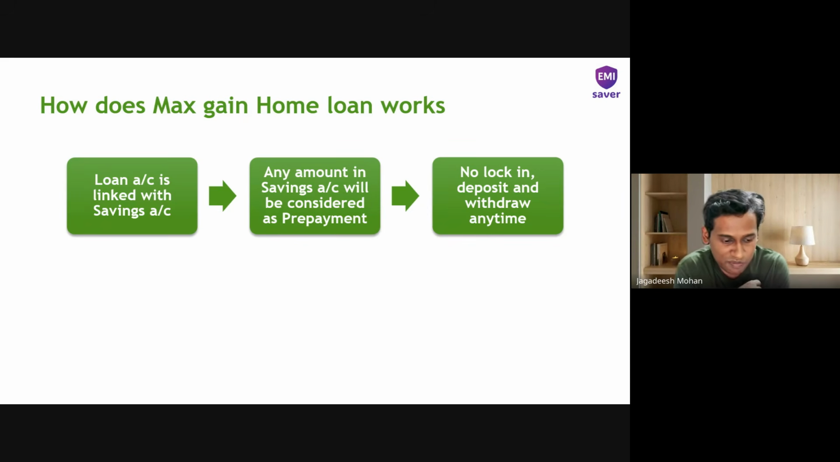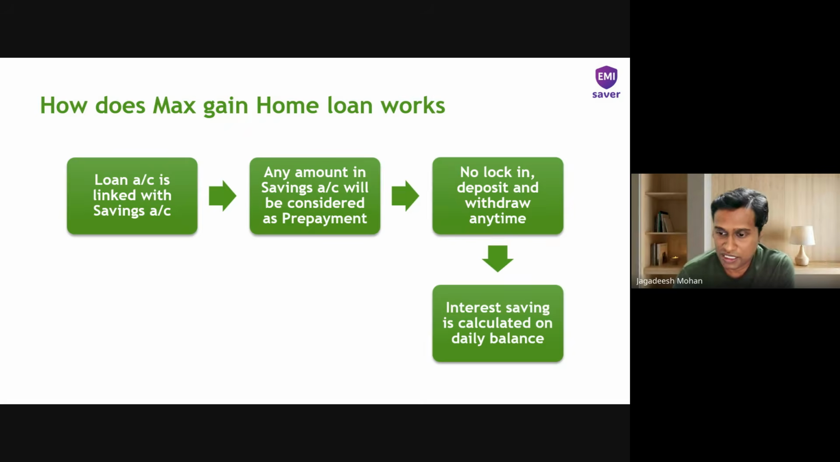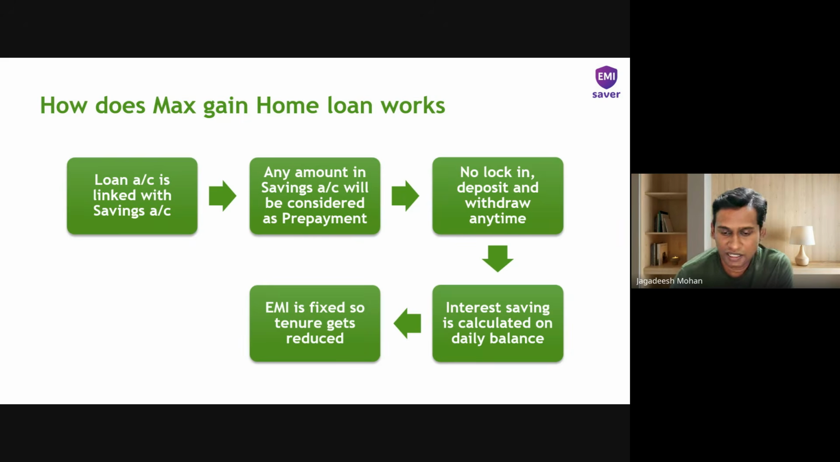Let's say you took the loan and you parked 5 lakh rupees today. One week later, you can withdraw the entire 5 lakh rupees. You have complete access to that money. There is no limitation on usage. And however many days you keep that money in balance, interest will be saved for that. Your EMI is fixed because this loan is a fixed-tenure loan, so your tenure gets reduced. In a home loan, if you make a prepayment, either your EMI will reduce or your tenure will reduce. In this case, EMI is fixed, so tenure reduces.